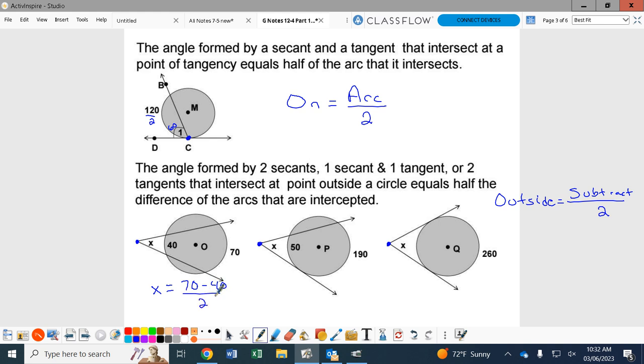Now guys, whenever you're subtracting, you're always going to do the outside arc minus the inside arc, just so we're clear on that. Basically, it's the bigger one minus the smaller one because we don't want negative numbers when we're dealing with measurements. So anytime you have two arcs that you're subtracting, it always has to be the bigger one minus the smaller one. So grab your calculators.